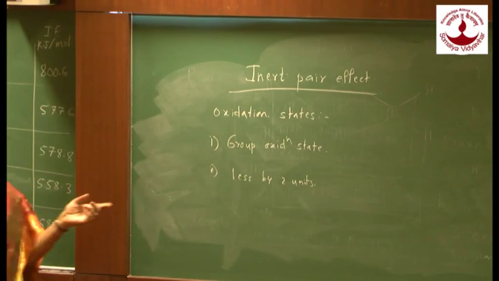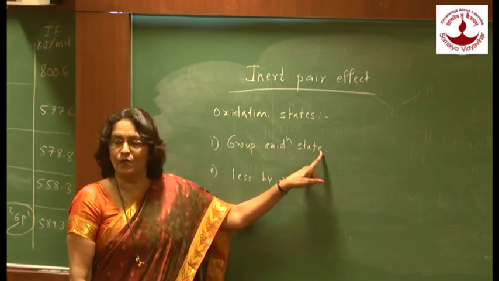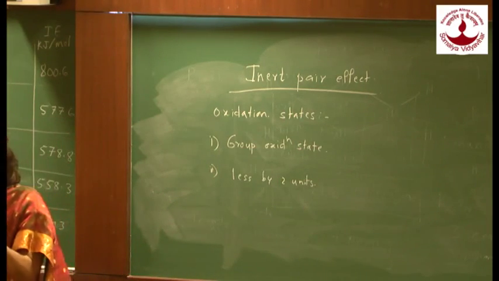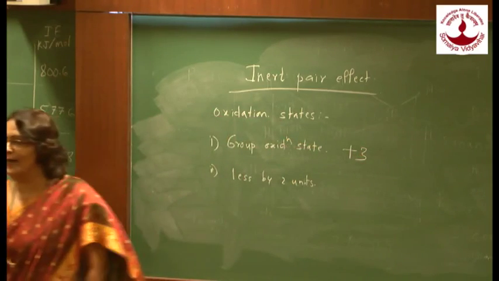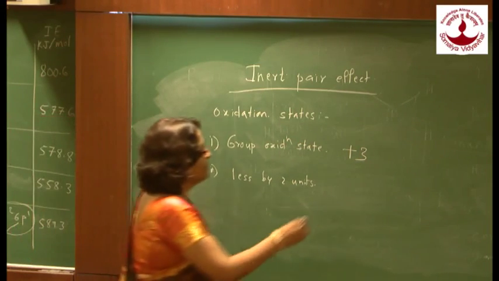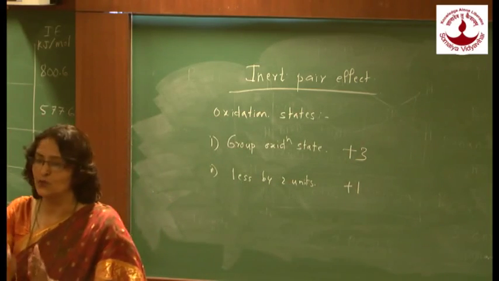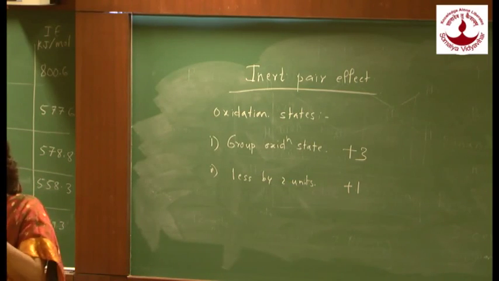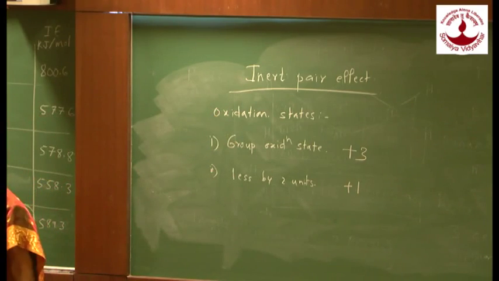Now what is group oxidation state? It depends on the number of electrons in the valence shell. Now for group 13 elements, the number of electrons in the valence shell is 3. So the group oxidation state exhibited by these elements is +3, and the second oxidation state which is less by 2 units. Now in fact this is true for even group 14, group 15, group 16 elements. All these p block elements exhibit these 2 major oxidation states.